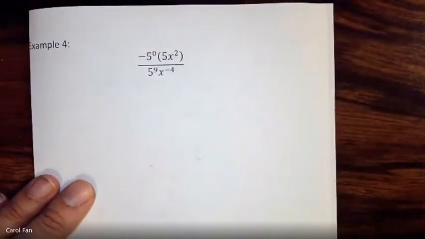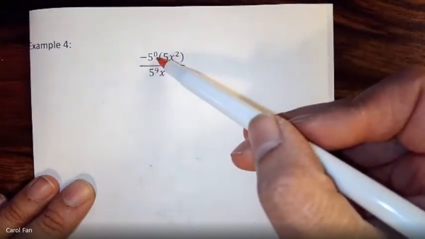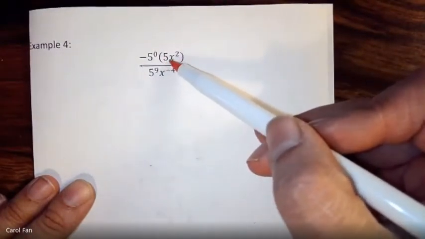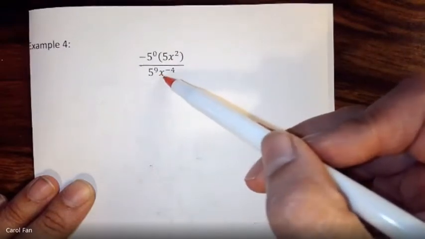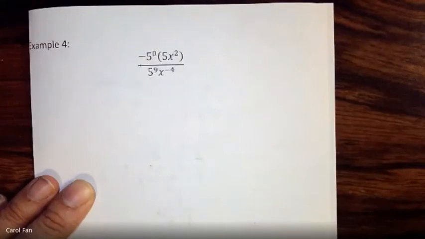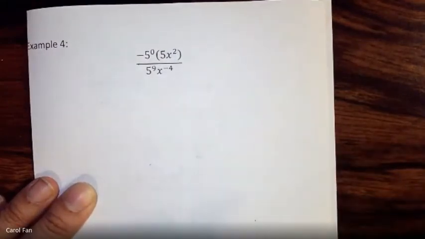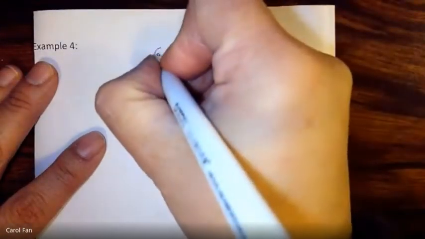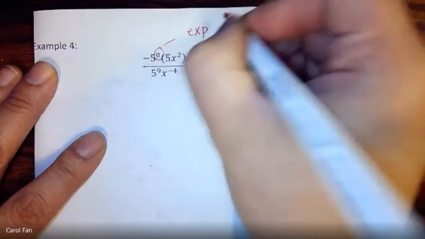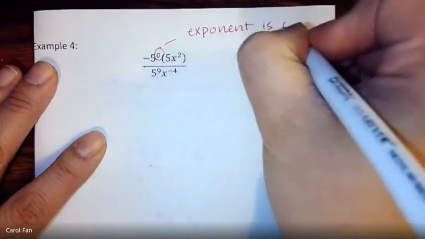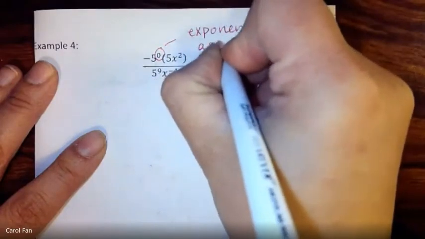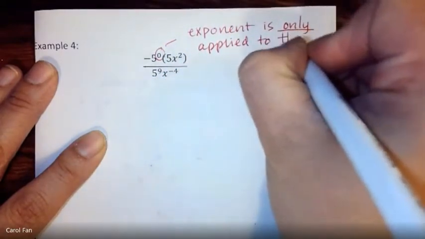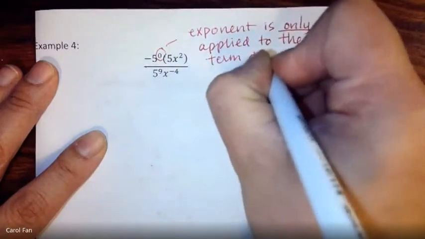Our last example, we have -5 to the power of 0 times 5x squared all over 5 to the 9, x to the -4. One thing I need to remember is that this exponent 0 is only applied to the 5. So I'm going to write a note here. The exponent is only applied to the term directly in front.